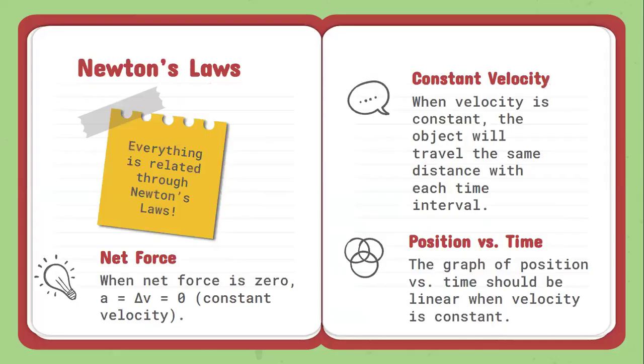To walk through the physics concepts and models, the biggest thing here is going to be Newton's laws. Newton's first law says that unless a net force is applied to an object, the object's velocity will remain constant. So it will either remain at rest or in motion, aka zero acceleration, aka zero change in velocity, meaning constant velocity. When an object is at constant velocity, the object will travel the same distance with each time interval. The position versus time graph of the object, therefore, should be linear at a constant velocity because it is traveling that same distance every time.